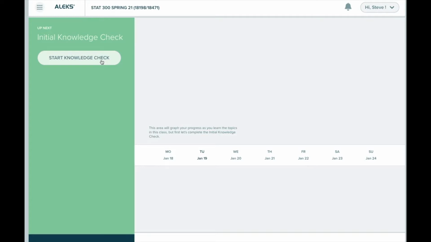I noticed probability. One person knew a lot about probability. And so this credits you, and so you don't have to redo some of those problems. So that's kind of nice. On the other hand, if you have some problems that you don't know how to do or prerequisites, it piles some of those questions on to get you to practice that. So you have to take this initial knowledge check.